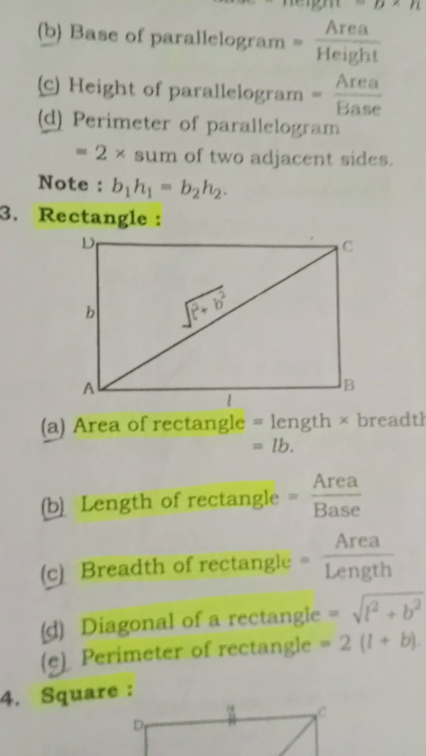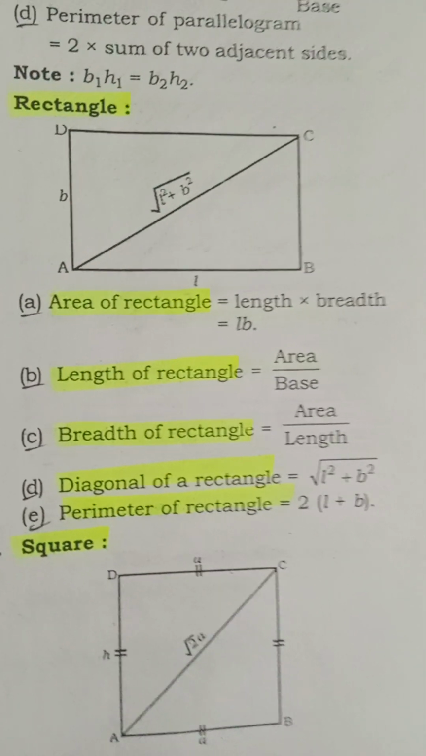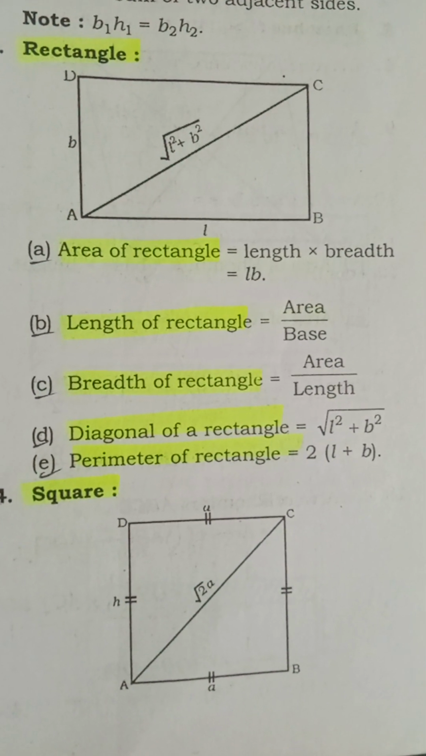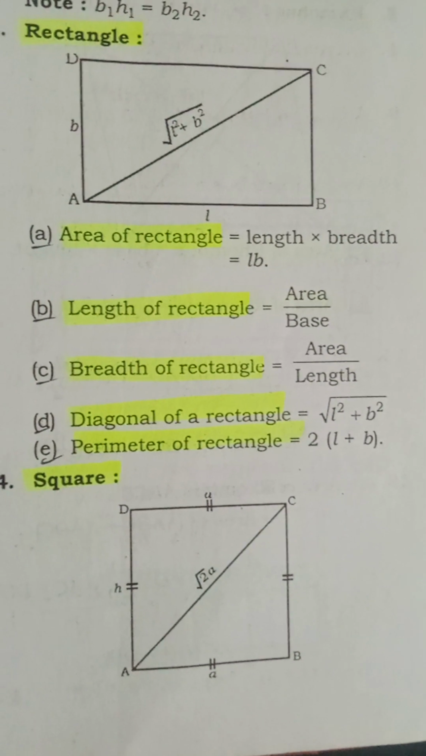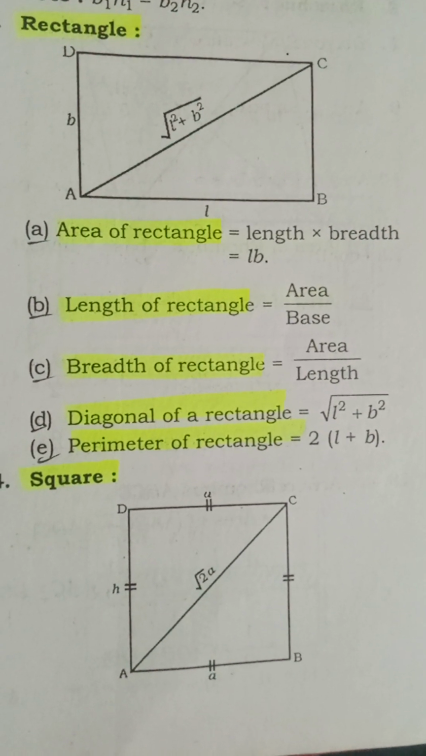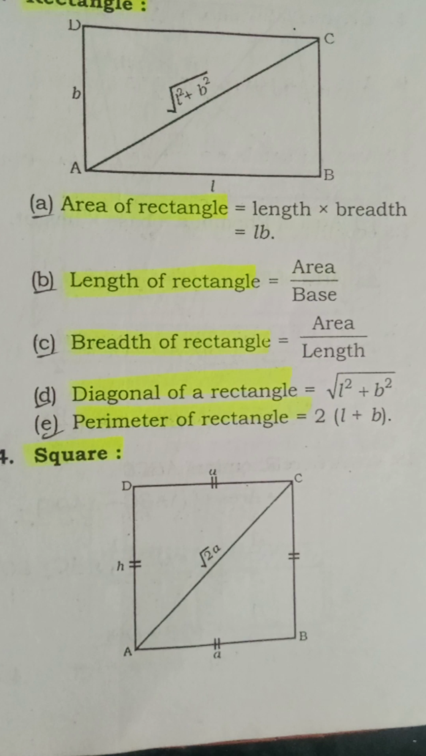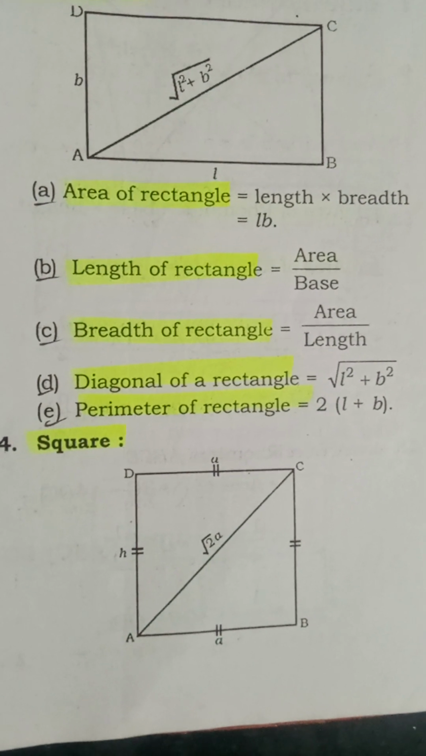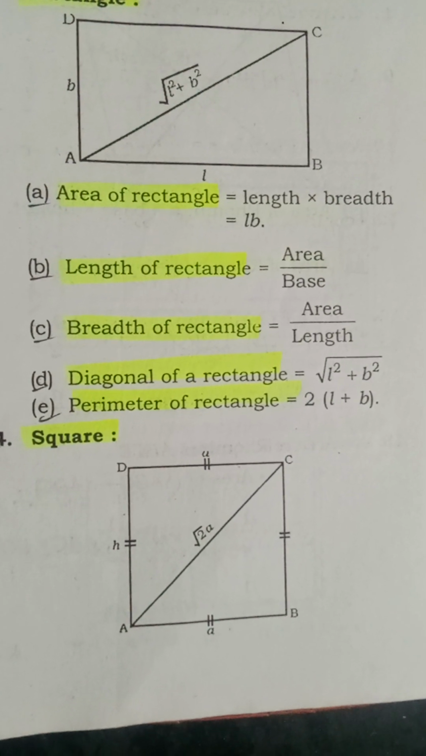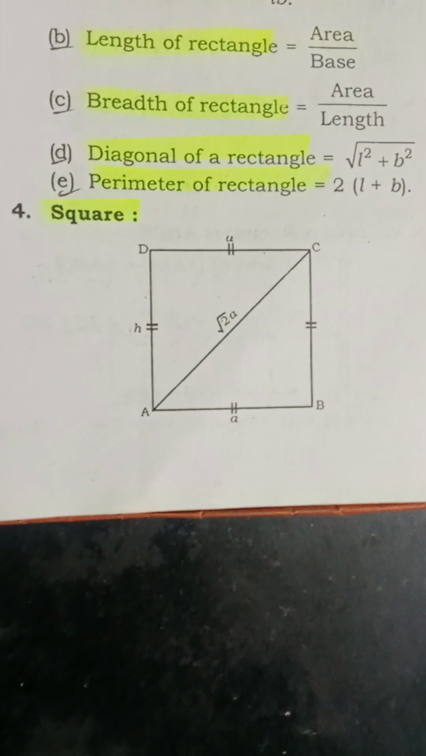Rectangle. Number 1, area of rectangle is equal to length into breadth. Length of rectangle is equal to area by breadth. Breadth is equal to area by length. Diagonal of rectangle is equal to root of L square plus B square. Perimeter of rectangle is equal to 2 into (L plus B). Square. This is a square picture.